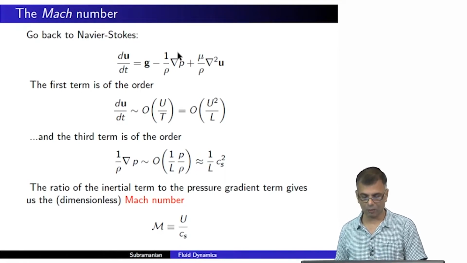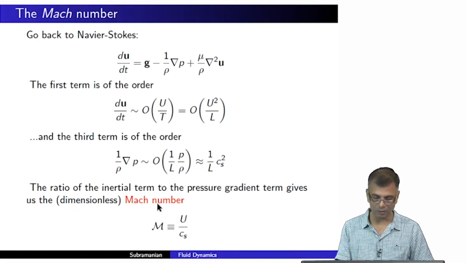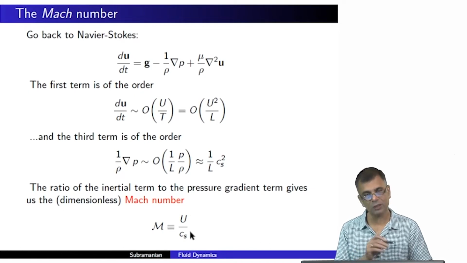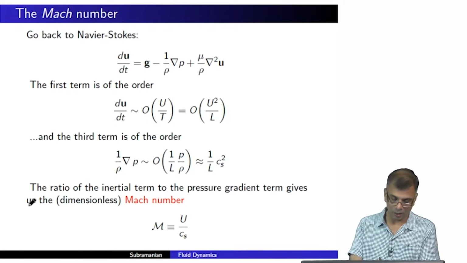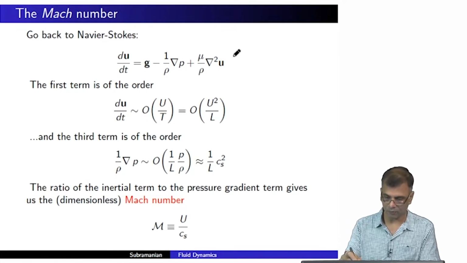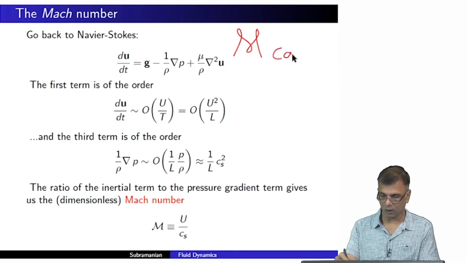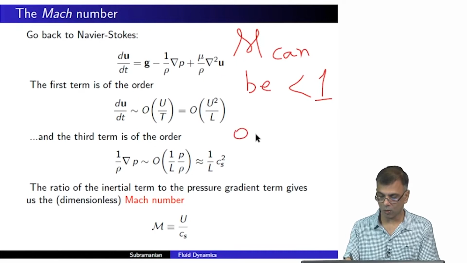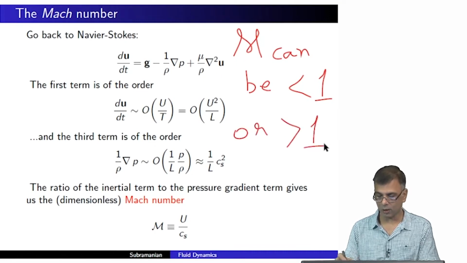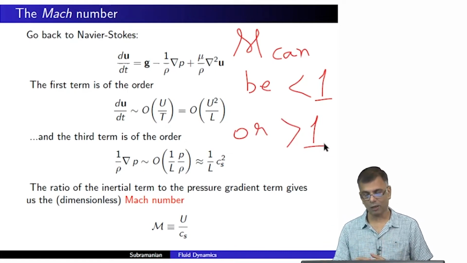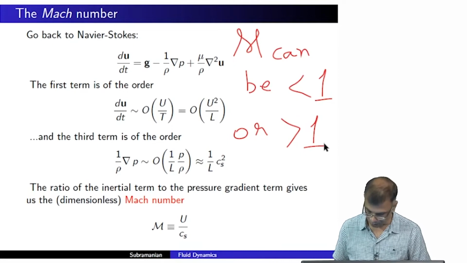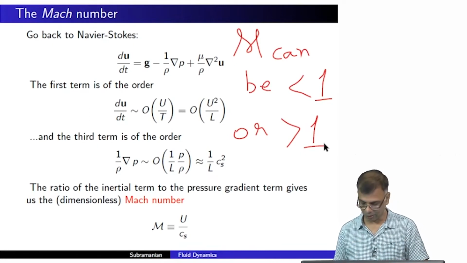Okay, where the Mach number is defined as the ratio of the flow speed to the sound speed, and this can be less than 1 or greater than 1. If it's less than 1, such flows are called subsonic. If it's greater than 1, such flows are called supersonic, and the characters of these flows are very, very different.